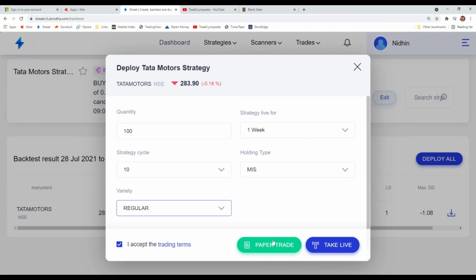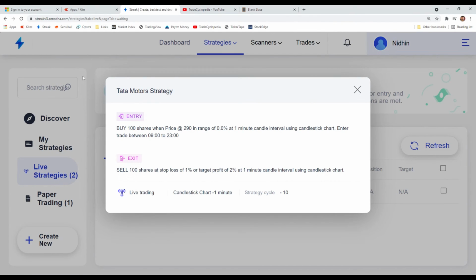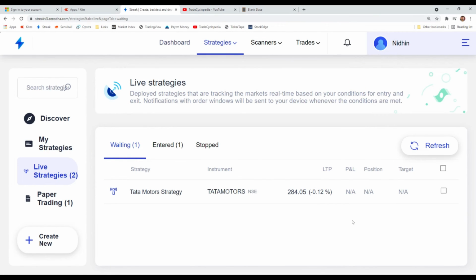And I have an option to select paper trade or take live. So if I click on live, it has deployed the strategy to the live market condition. So this has been deployed. Here, if I click the strategy details, I can read the strategy. This is what I deployed on live trading, the same one we saw while creating the strategy. So this will be live here.